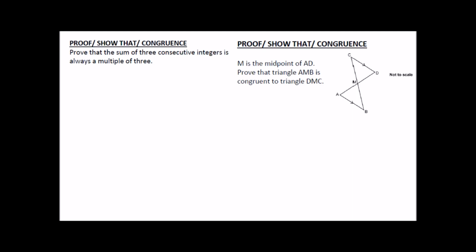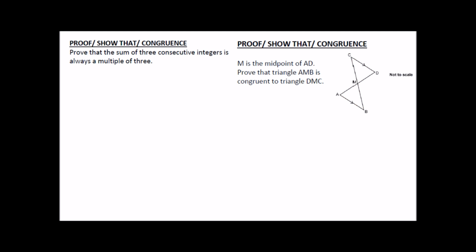Proof. So it says prove that the sum of 3 consecutive integers is always a multiple of 3. Now I've chosen quite an easy one just to show you the basics of this, but if you just read the sentence really carefully and set it up as exactly as it says and follow these same steps through, it will give you the final answer.